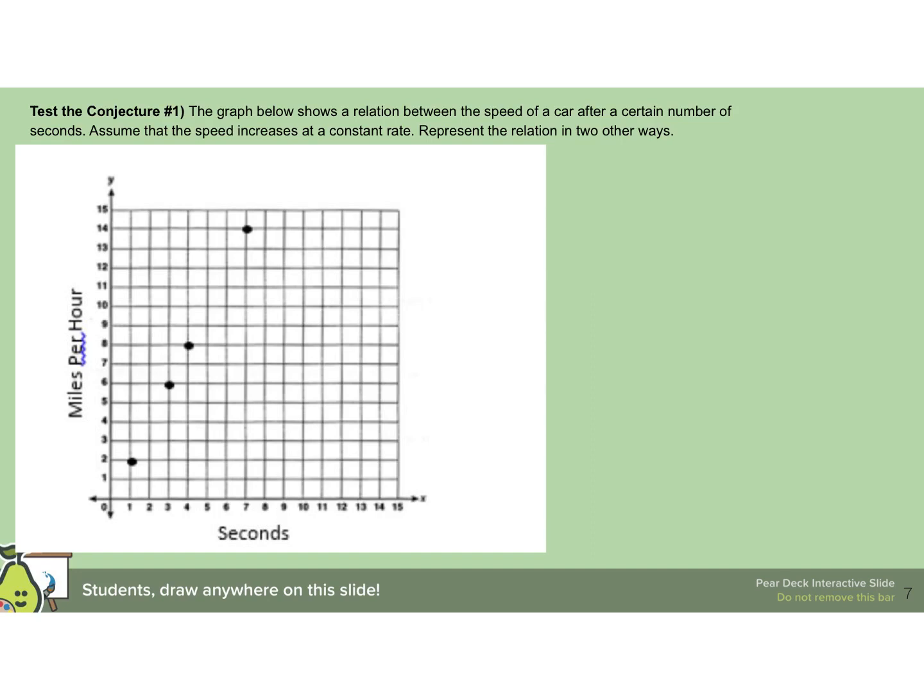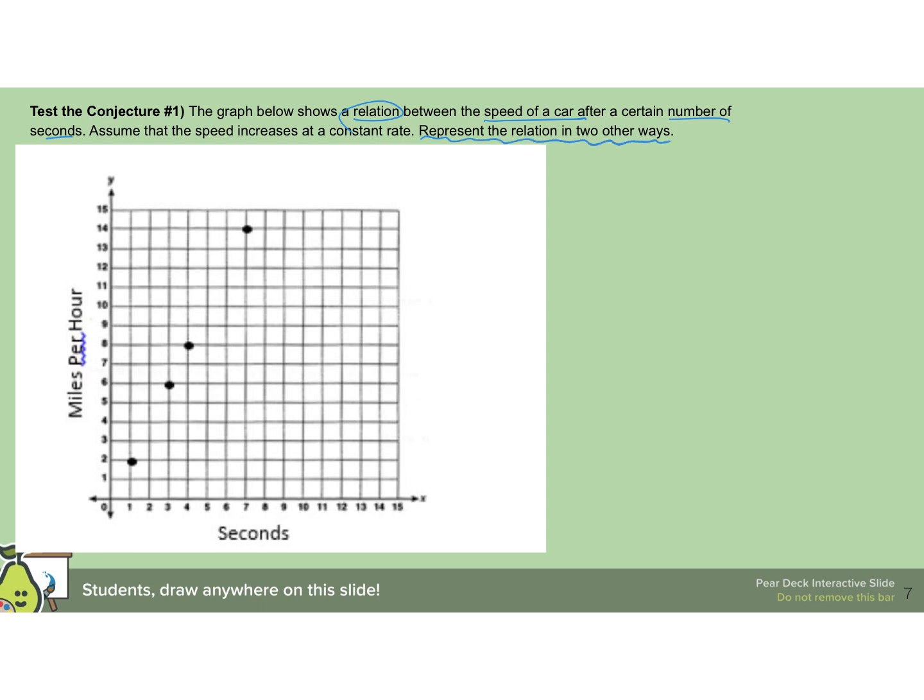All right, test the conjecture. Let's go ahead, read and annotate. The graph below shows a relation, ordered pairs, between the speed of a car after a certain number of seconds. So it's increasing at a constant rate. They want us to represent the relation in two other ways.